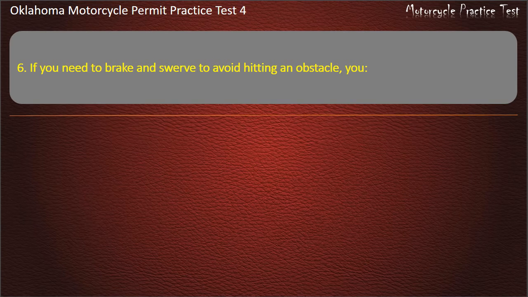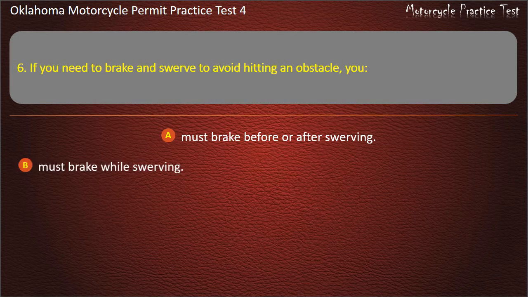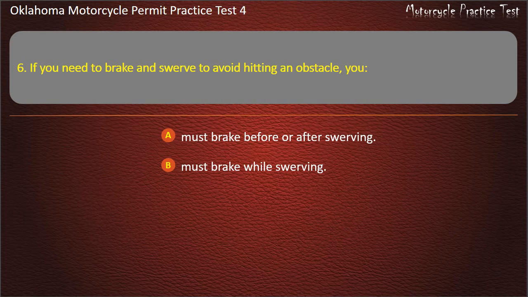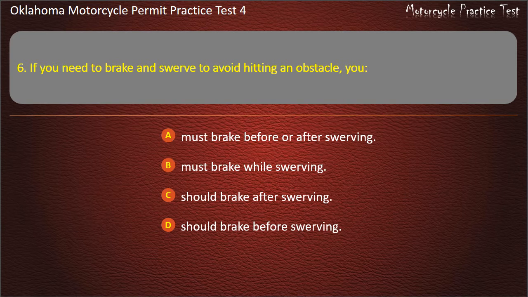Question 6. If you need to brake and swerve to avoid hitting an obstacle, you must brake before or after swerving. Must brake while swerving. Should brake after swerving. Should brake before swerving. Answer. Must brake before or after swerving.